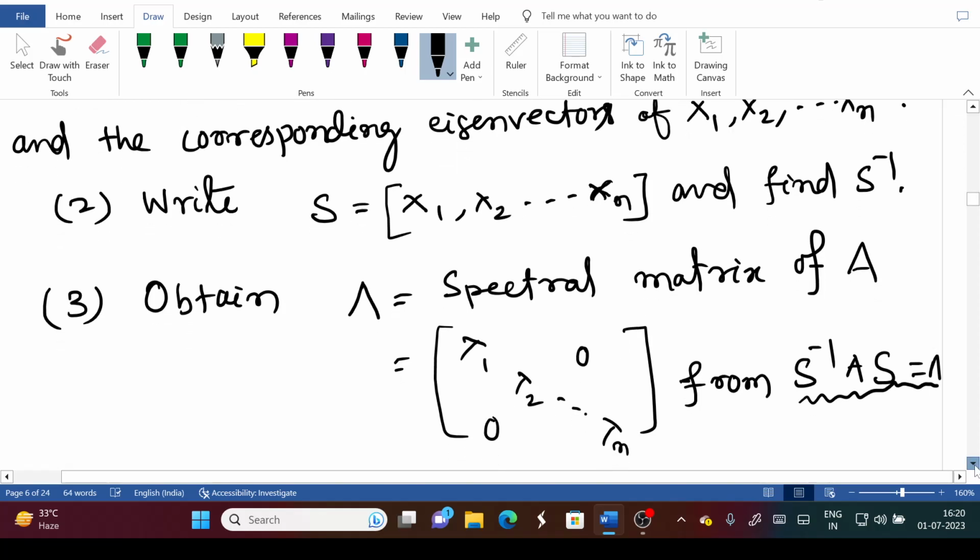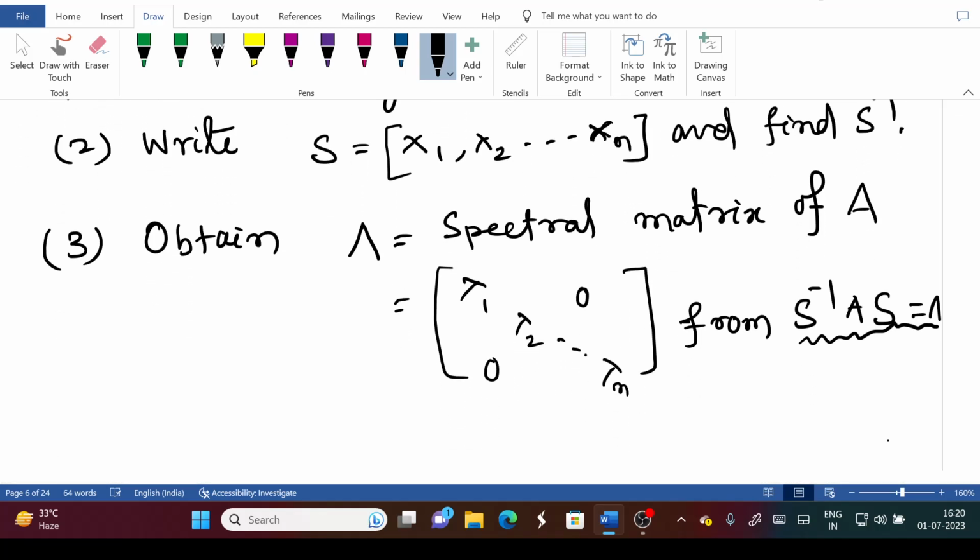We will get a diagonal matrix. Here the first eigenvalue will be kept in the 1-1 position, the second eigenvalue in the 2-2 position. Likewise, the nth eigenvalue will be at the n-n position, that is the nth row, nth column position. All the rest of the elements in the matrix will be 0. Such a matrix is called the diagonal matrix or spectral matrix of the given matrix A.